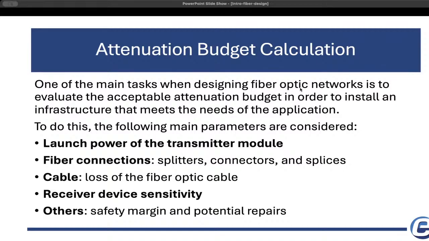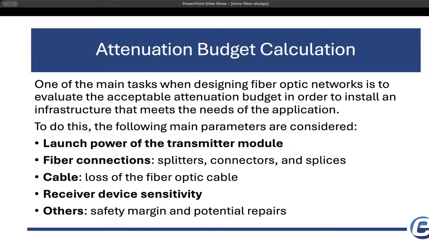One of the main tasks when designing a fiber optics network is to evaluate the acceptable attenuation budget. Attenuation is a bit of a resistance in your network. So we need to calculate the closest value. Let's say the first user is like 20 meters away from the OLT. So we need to calculate that one, and we need to calculate the furthest one.